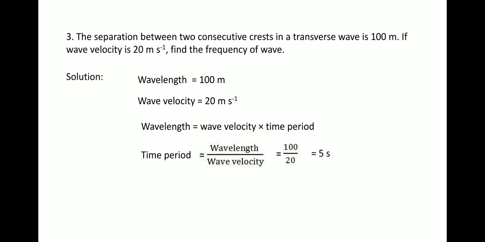Now why do we need to calculate the time period? Because we have to find the frequency. Okay, we cannot directly get the frequency. We have to use this formula, wavelength is equal to wave velocity into time period, and then we'll get the time period. And from here we know that time period is the inverse of frequency, that is f is equal to 1 by t, and the value of t is 5, 1 by 5. So calculating this, you'll get 0.2 per second, that is equal to 0.2 hertz. Alright, so this is the answer for question number 3.